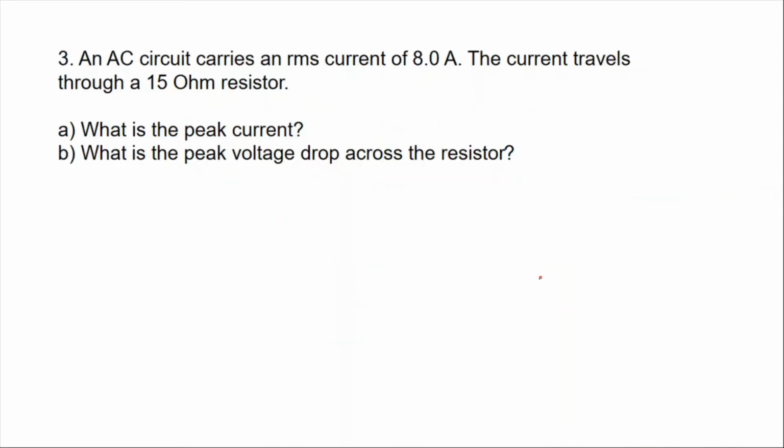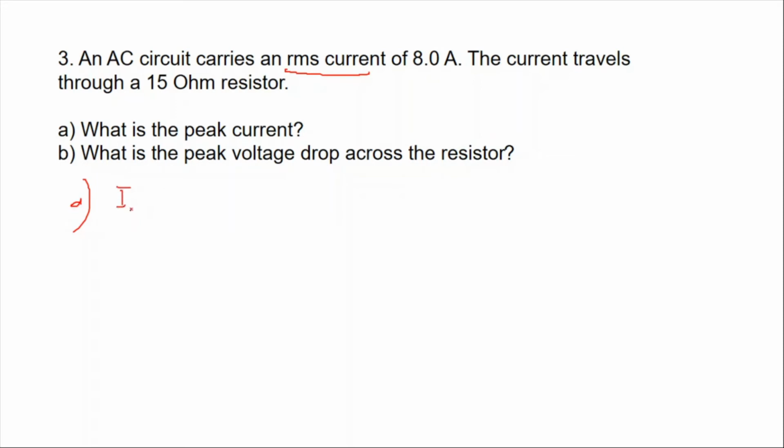Okay, let's look at the next question. An AC circuit carries an RMS current of 8 amperes. The current travels through a 15 ohm resistor. What is the peak value of the current? The RMS current and RMS voltage were explained in our previous videos. Now we are going to continue with the solution of the question. So what is the peak value of the current?